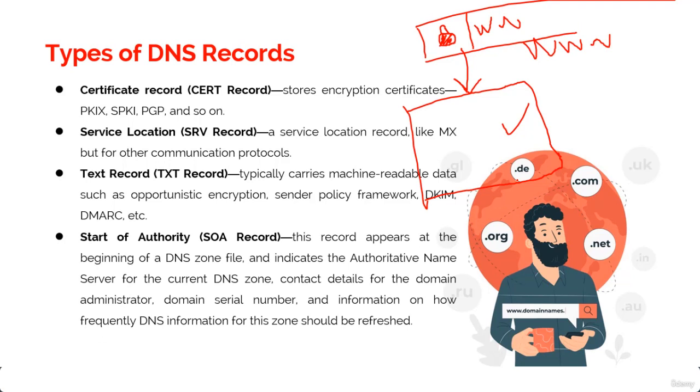The next is the SOA record, that is the start of authority. Now, this record appears at the beginning of the DNS zone file, and it indicates the authoritative name server, for example Google, for the current DNS zone. It also provides the contact details for the domain administrator, the domain serial number, and information on how frequently DNS information for this zone should be refreshed.